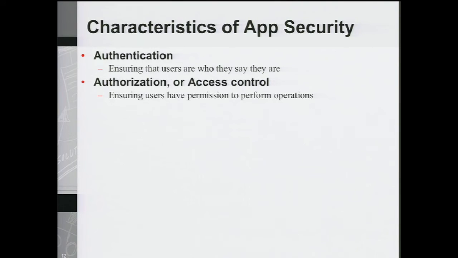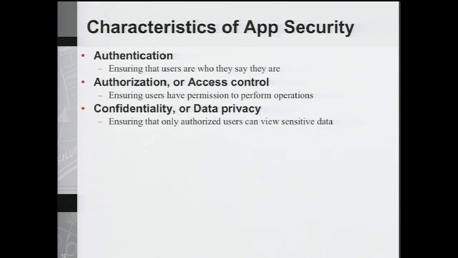There are certain things that we need to understand when it comes to application security. Authentication. Authentication is ensuring that the users are who they say they are. This is typically done by using user IDs or certificates, client certs. Authorization. Authorization is ensuring that the users have permissions to do whatever they want to do, the operations, which is typically done through groups and roles.